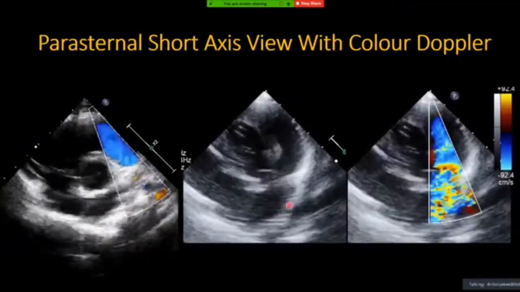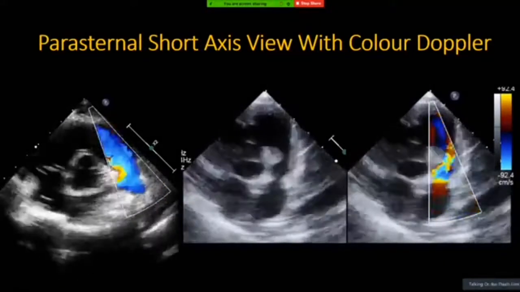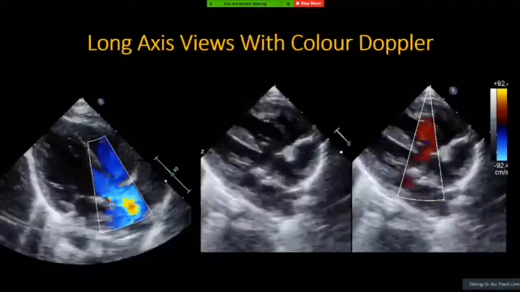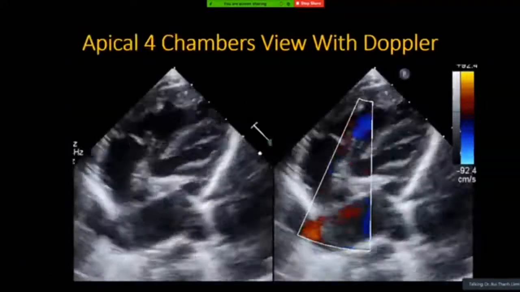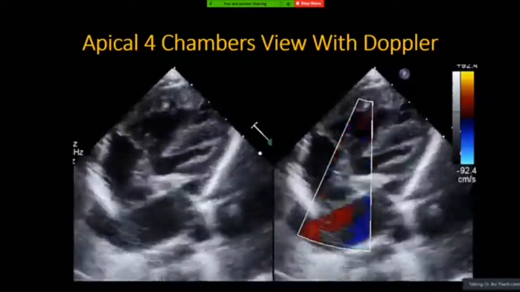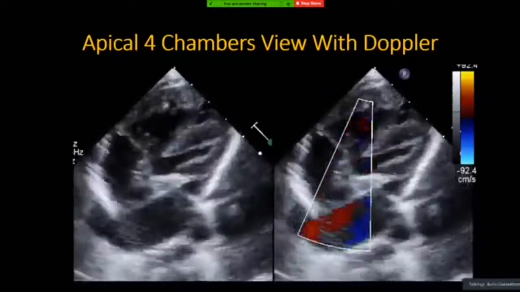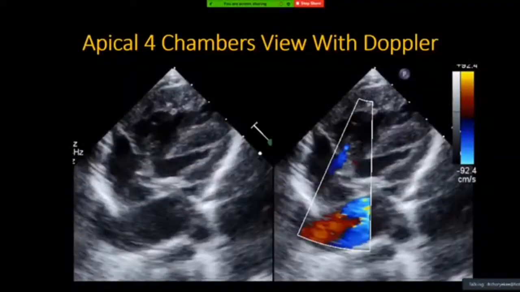This is a short axis. Okay. After our discussion, we have a comment: the patient has TOF. Very good. So let's count now.